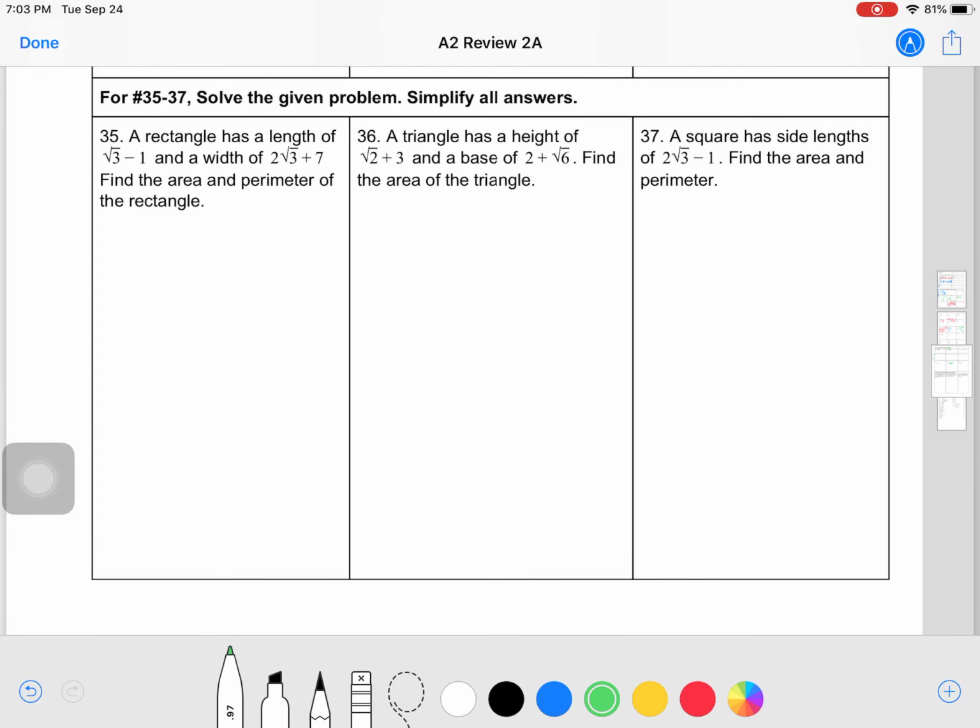35, 36, 37 are basically like your problems from your day 1, but I'm making you apply it a little bit. What you have to remember, the area of a rectangle is base times height, and your perimeter, you should add all your sides. So that's the hint I'll give you there. Area of a triangle, remember, is 1/2 base times height. And then lastly, your square is going to have the same formulas as a rectangle, so base times height, and your perimeter, you add all your sides. But please remember that in a square, all 4 sides are the same. So think about what that means for your problems.